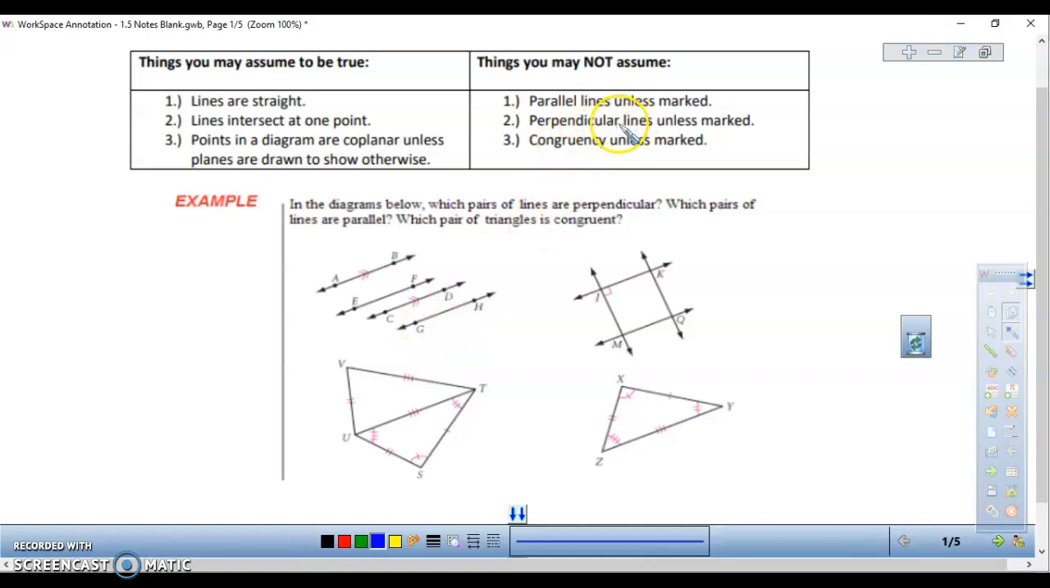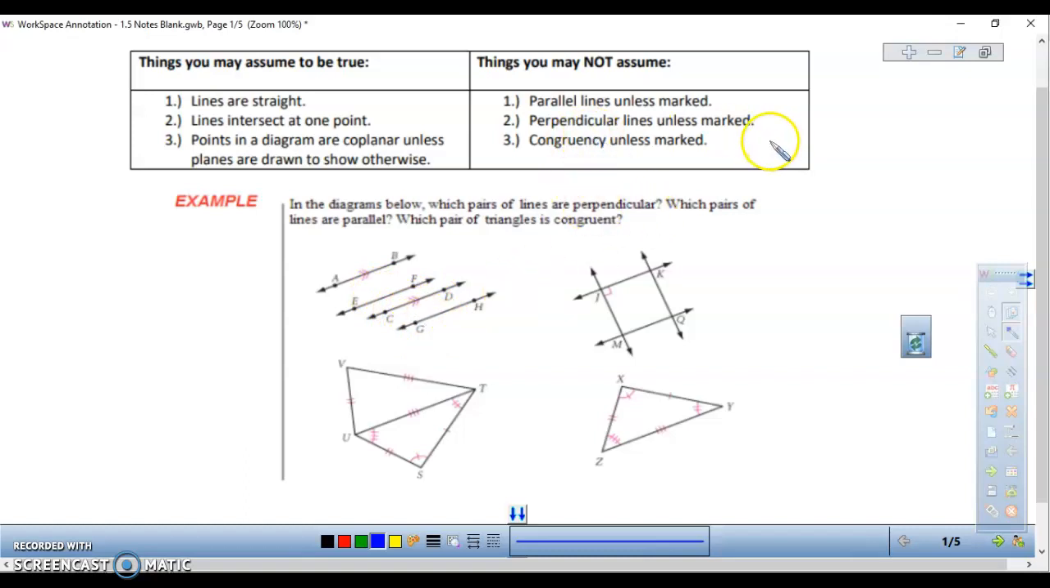Things you may not assume. You cannot assume lines are parallel unless they are explicitly marked parallel, such as with the arrows you see here. So I know in this diagram that line AB is parallel to line CD, but I don't know if they're parallel to the other ones or not. They could be, but they don't have to be.